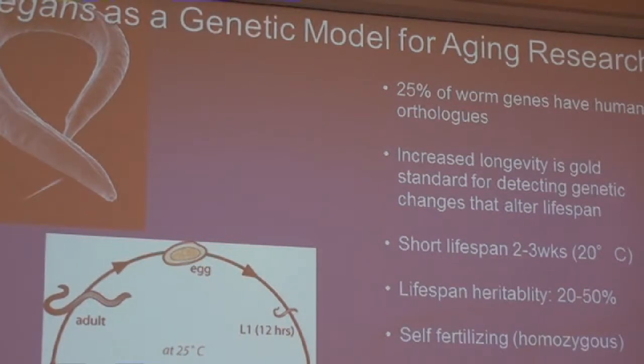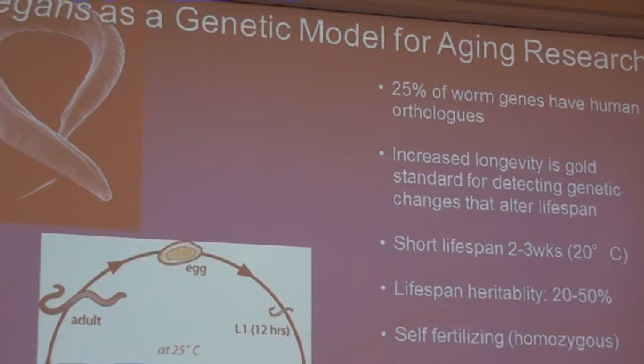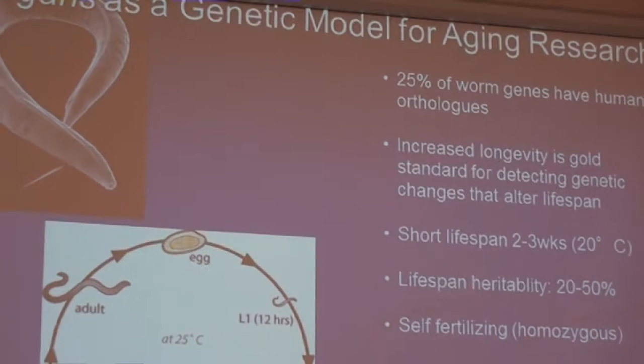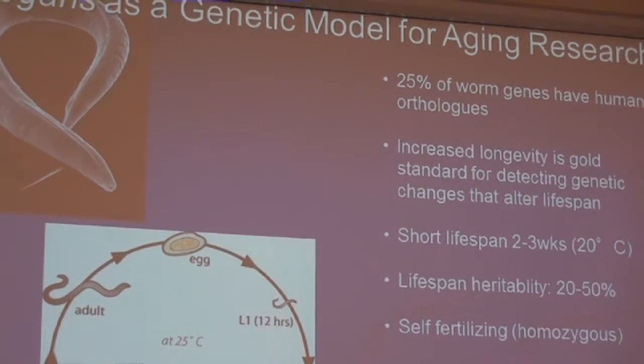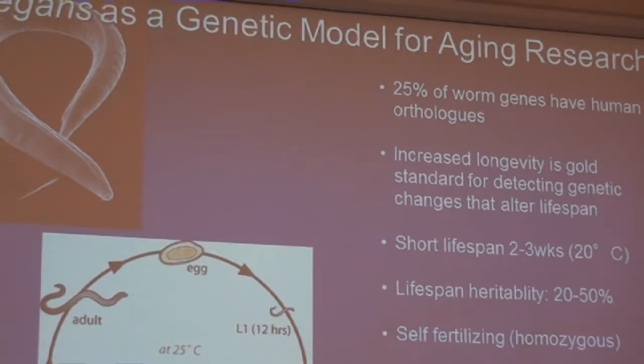So the heritability measures on lifespan indicate, depending on which mechanism you're using to determine heritability, somewhere between 20 and 50%. As I said before, they're self-fertilizing hermaphrodites, meaning that every locus or thereabouts is homozygous. And there are males in the population that come up at a rare frequency of about 1 in 500, but enough to actually make them. You can encourage their development and their production. And that's great because you can move genes between strains. So it's a very, very facile organism.